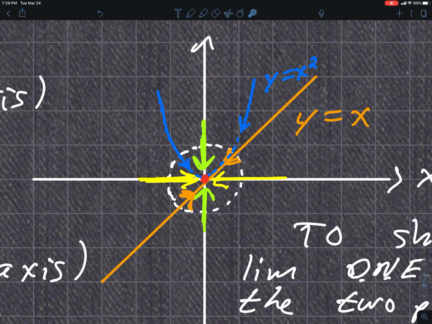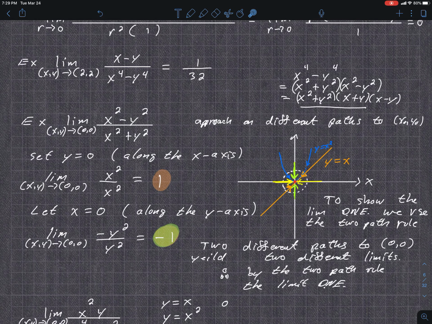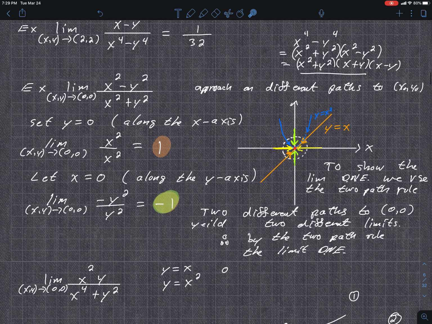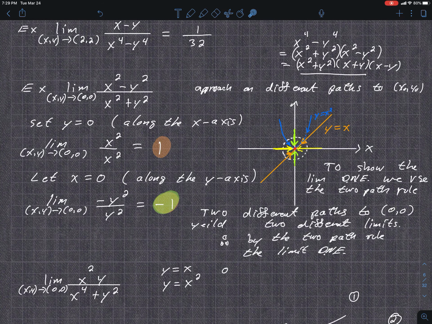And what you're doing is showing that different paths give you different limits. If that's the case, then the limit doesn't exist. So always remember, the two-path rule only shows DNE, only non-existence. I think I probably wrote that here. To show the limit does not exist, we use the two-path rule. So you only use the two-path rule to show a DNE.